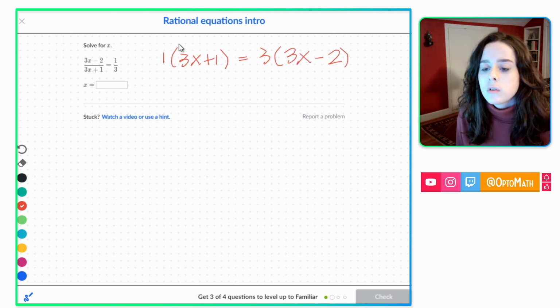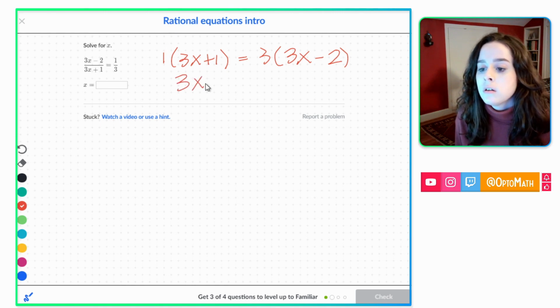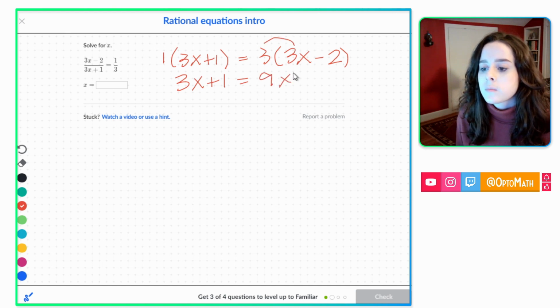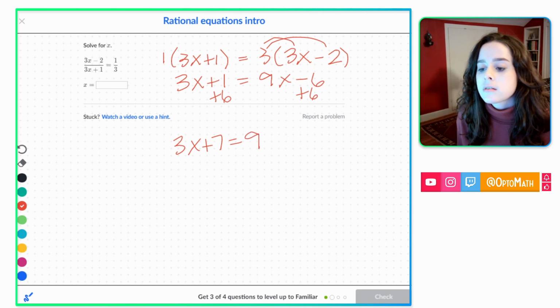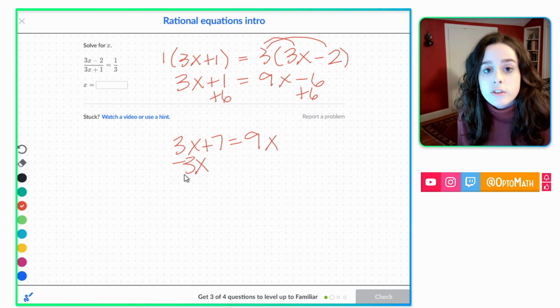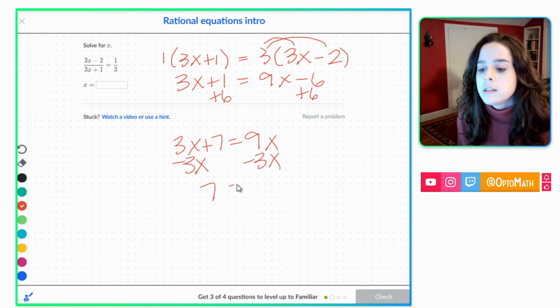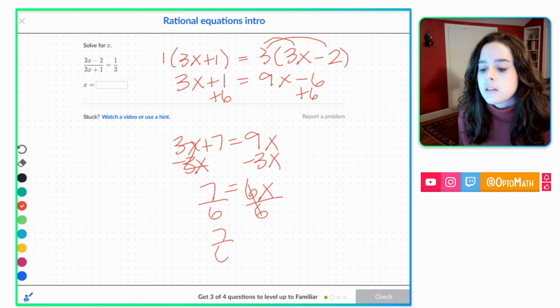Now we'll distribute. Of course, if we distribute our 1, it stays the same, so we'll just write 3x plus 1 equals 3 times 3x, which is 9x, and 3 times negative 2, which is negative 6. Now we will combine like terms. Let's add 6 to both sides. We get 3x plus 7 equals 9x. We'll subtract 3x from both sides, and 7 equals 6x. Dividing both sides by 6, we get 7/6 equals x.